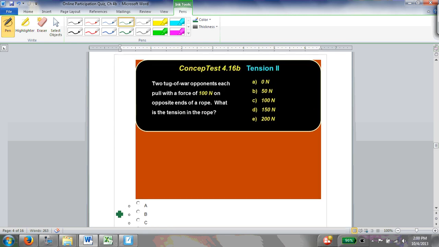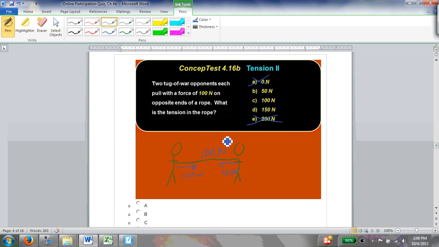Now consider a tug of war, where two opponents each pull with a force of 100 newtons on opposite ends of a rope. This guy pulls with 100 newtons, and this guy pulls with 100 newtons. Probably many of you put E, but E is not the right answer. Some of you might even put 0, but 0 is not the right answer. The correct answer is that the tension in the rope is 100 newtons.